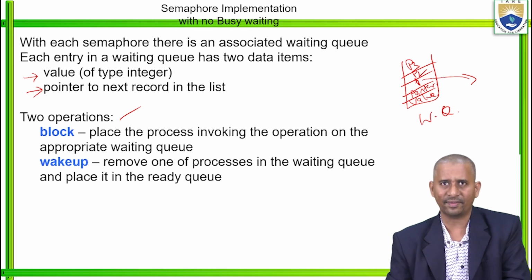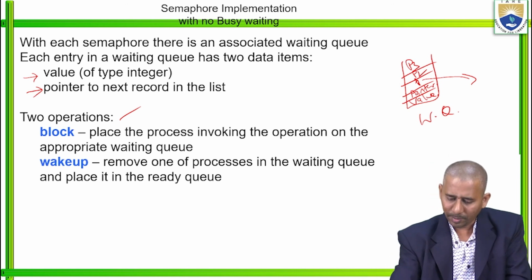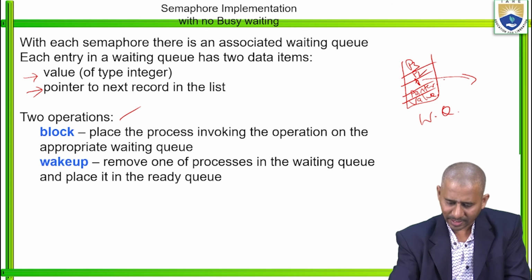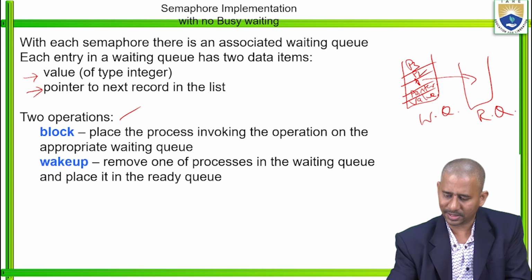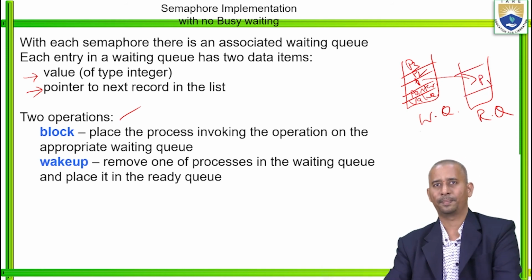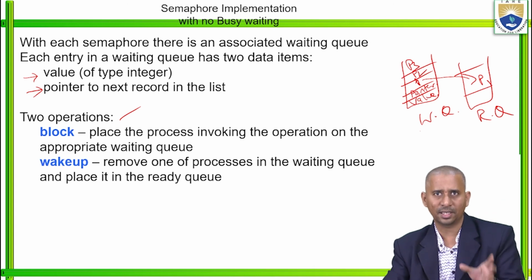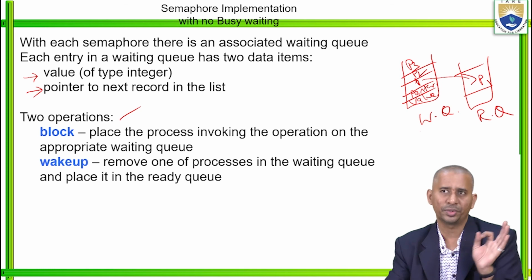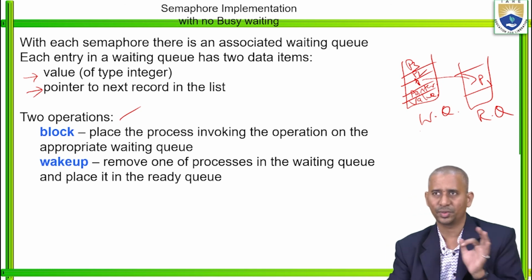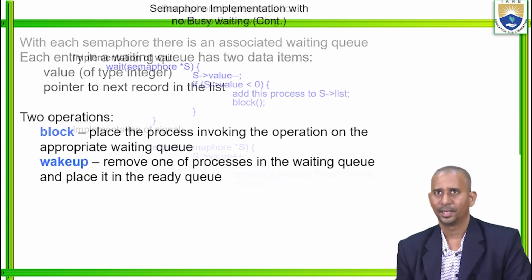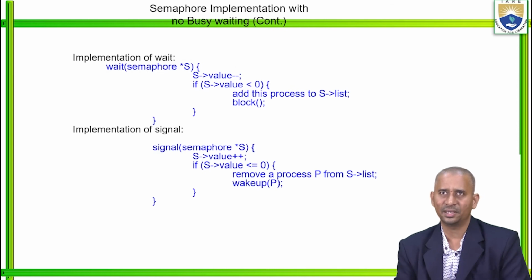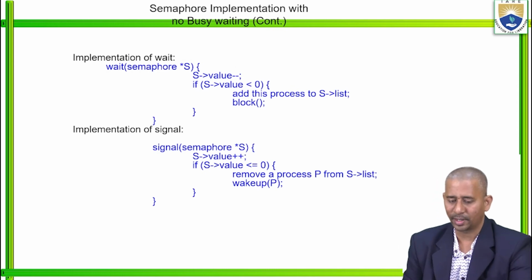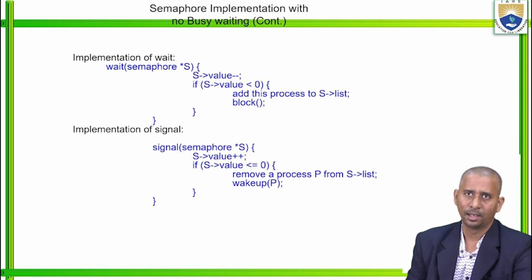Then we have another operation, wake up. That removes one of the processes from the waiting queue and places it in the ready queue. So this is the ready queue, and this is the waiting queue. Right? It's time for P1. So these are the only two operations: one is block, another one is wake up. Always, block is associated with the waiting queue, whereas wake up is associated with the ready queue. This is the semaphore implementation with no busy waiting for the critical section problem.